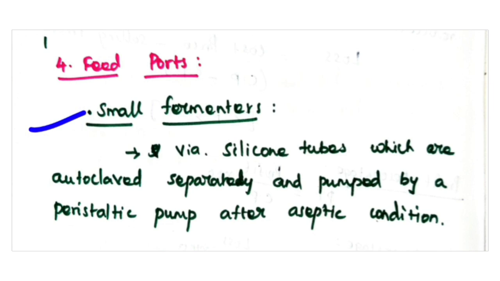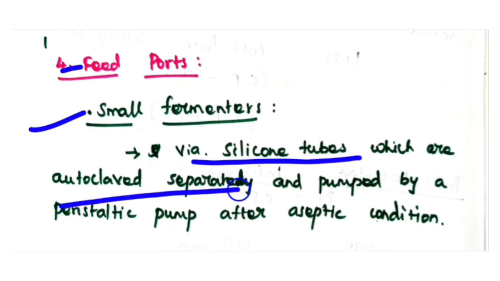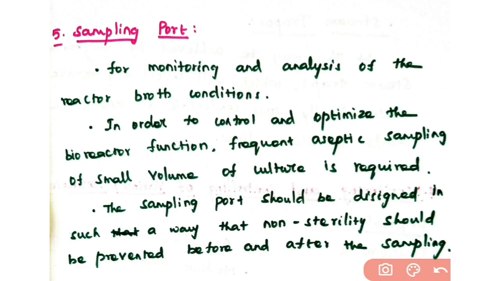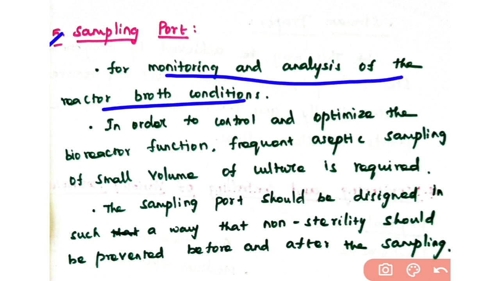In small scale fermenters, your feed ports are made up of silicone tubes. Before starting the process, you should sterilize all your pipelines and fermenter vessels. So these silicone tubes are autoclaved separately, and your nutrients are pumped into the silicone tube by a peristaltic pump after aseptic conditions. The next one is the sampling port. The sampling port is mainly for monitoring and analysis of the reactor broth condition.